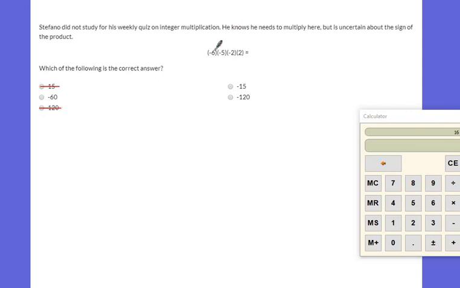So then I would multiply here. I know 6 times 5 is 30. I'm not even going to worry about my negatives because I know my final answer has to be negative. I know 2 times 2 is 4. I can multiply those two numbers. 30 times 4 is going to be 120. And we already said the answer had to be negative, so negative 120.